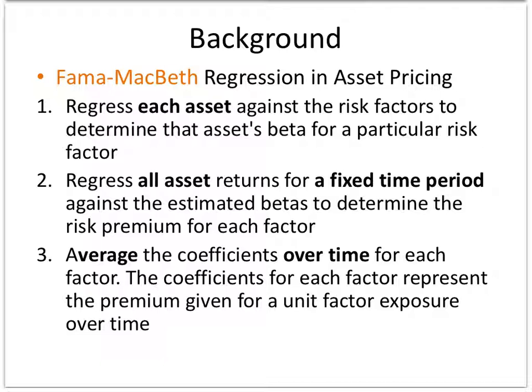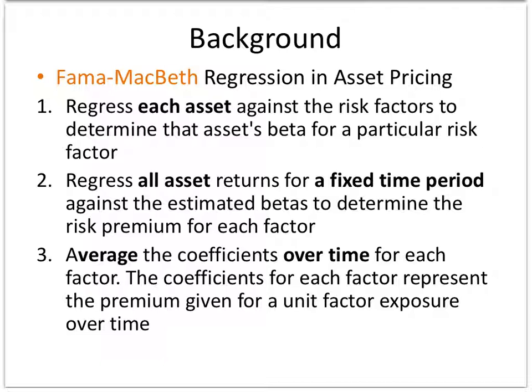Then in the second step, we regress for all those assets, but now we're looking at a particular fixed time period, and we regress those average asset returns against expected beta to determine the risk premium for each factor. So now it's cross-sectional data, because the number of equations we have will equal the number of stocks we have. And this is step 2.